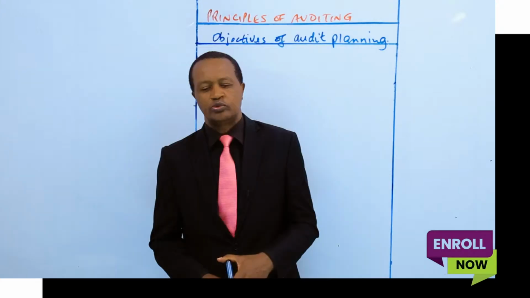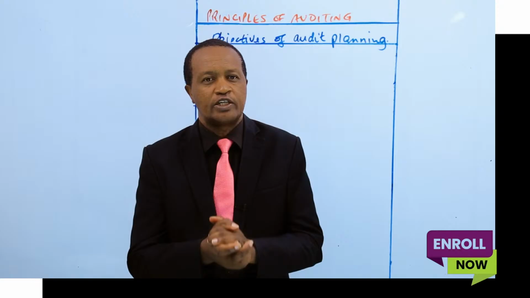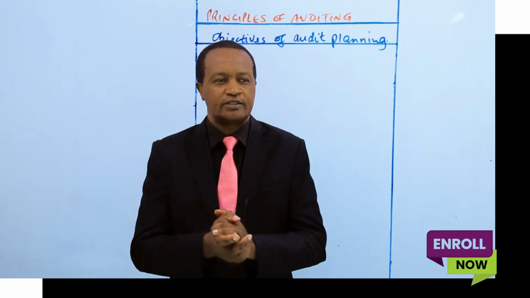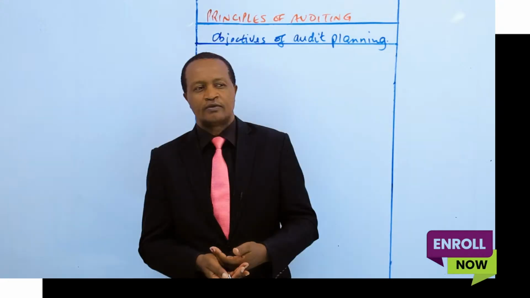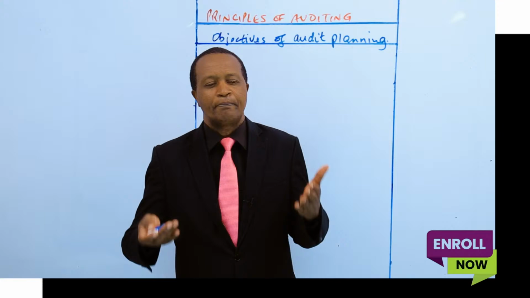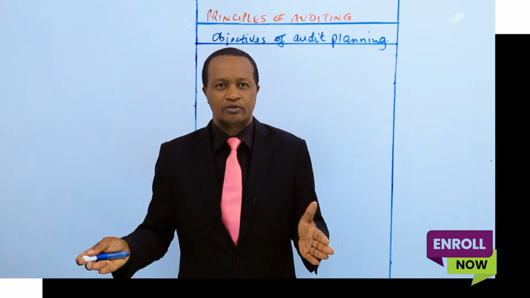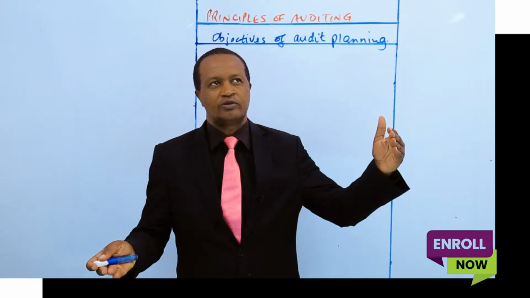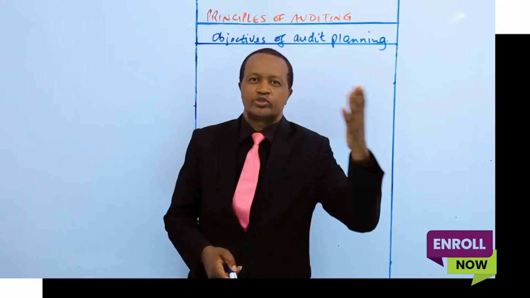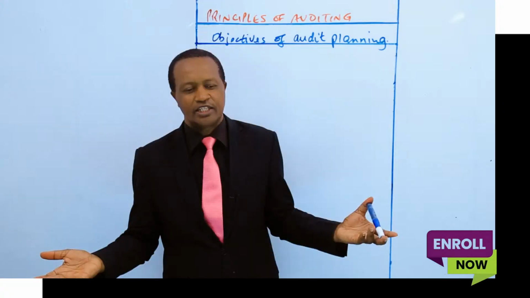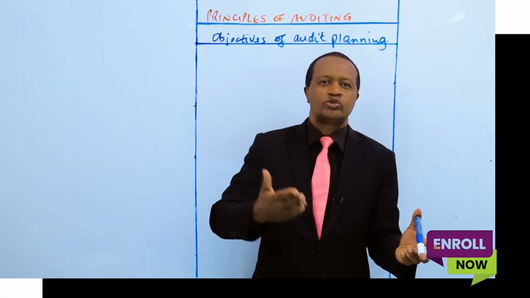Today we are going to discuss the objectives of an audit plan, or in other words, objectives of audit planning. And candidates, a plan is a predetermined course of action. It could be a plan for auditing, it could be a plan for studying, it could be a plan for building a house. A plan generally is a predetermined course of action. You determine in advance what you want to do.